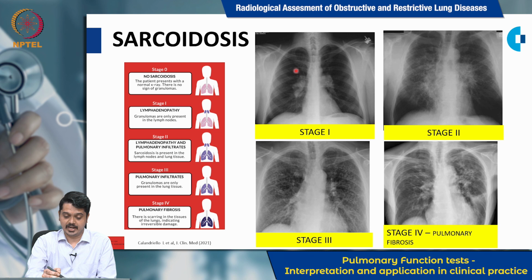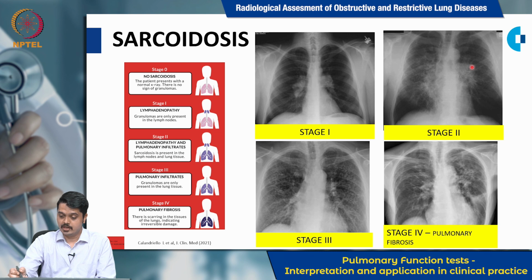Normally the shape of the hilum is concave, that is it will be like this. It is concave outside. If it is rounded or convex outside, that means that the hilum is abnormal. In words, it means the hilum is enlarged due to lymph nodes. That is seen in stage 1 sarcoidosis without any lung findings.